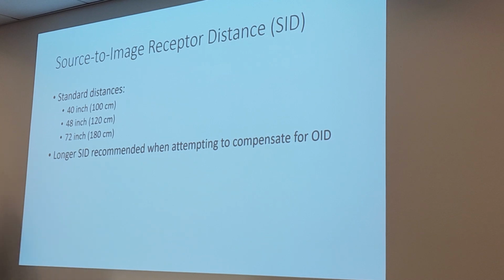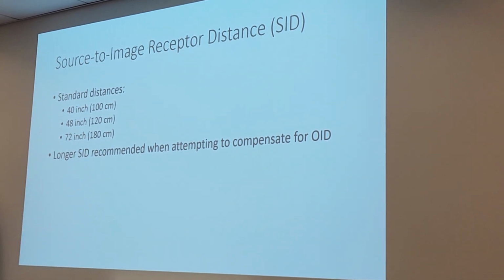Okay, so we have some standard distances. Normally tubes would lock in somewhere like at 40 inches, 48 inches, 72 inches. If you do have OID, you do want a longer SID. For example, when you do your AP C-spine, what is your SID? 40. When you do a lateral C-spine, what is your SID? 72. But it's the same body part, it's the C-spine.